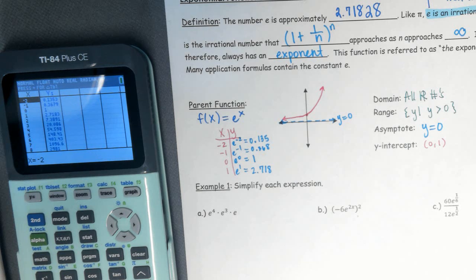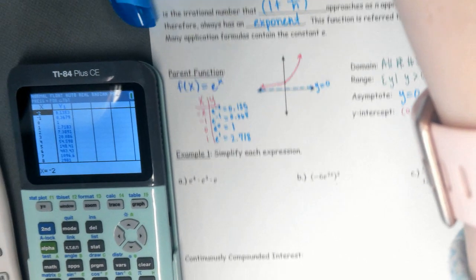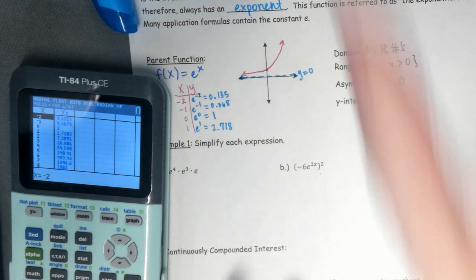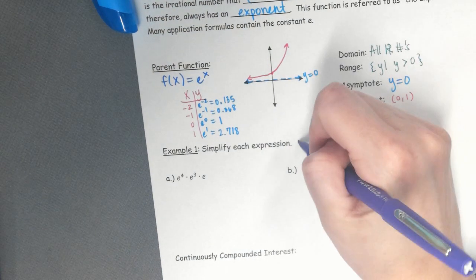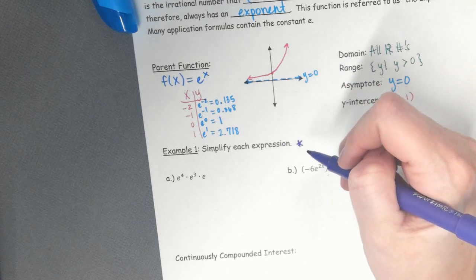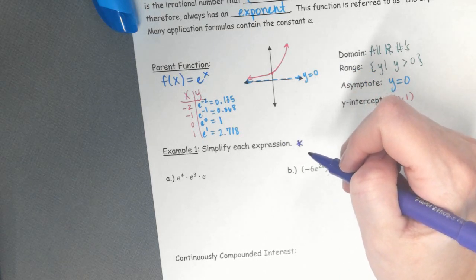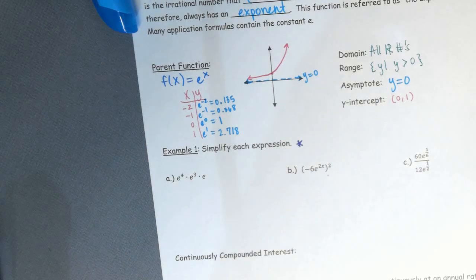Okay, the only thing we're doing without a calculator today is the simplifying. This is very similar to what we did in 6.3. Okay, we're going to follow all of the same base rules. So when you're simplifying expressions, I call it the beep of death.